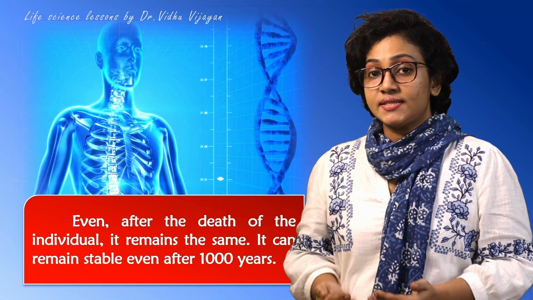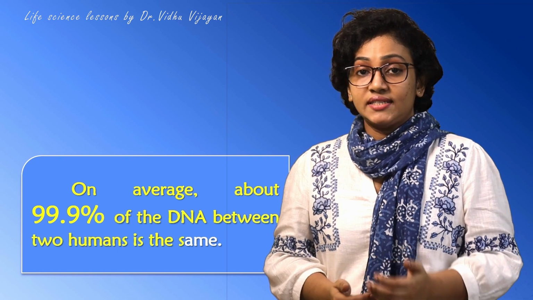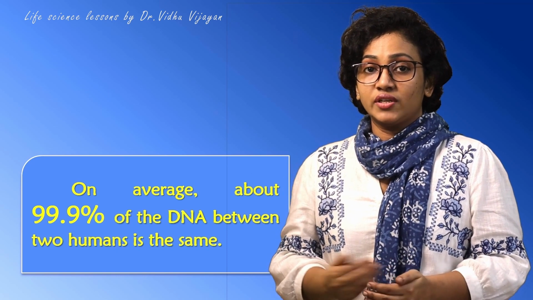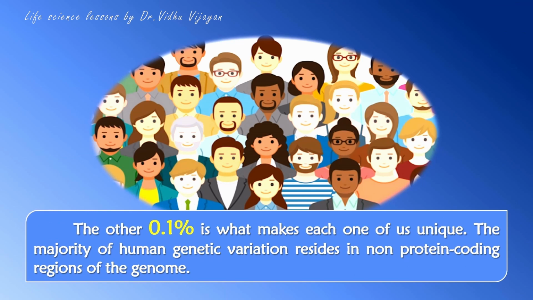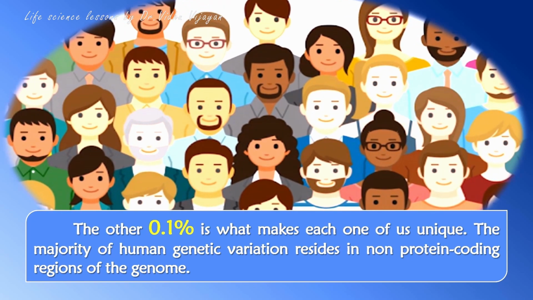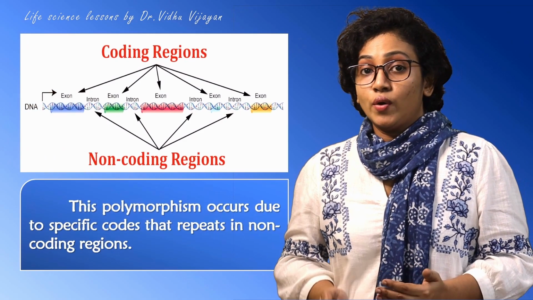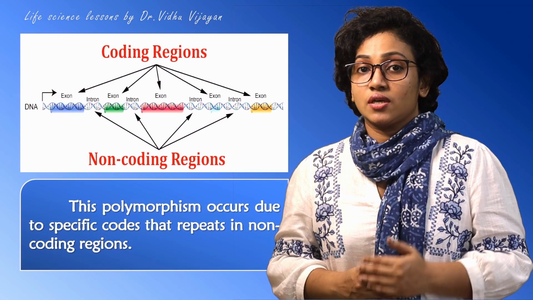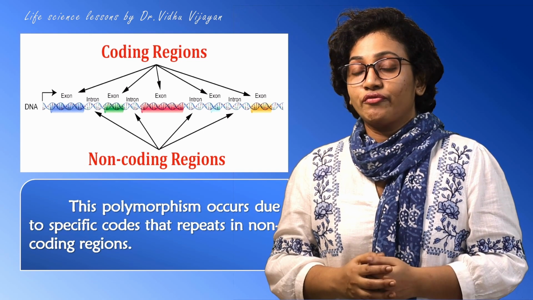It can remain stable even after thousands of years. On average, about 99.9% of the DNA between two humans is the same. The other 0.1% is what makes each one of us unique. The majority of human genetic variation resides in non-protein coding regions of the genome. This polymorphism occurs due to specific codes or regions which are present in the non-coding regions of the genome.